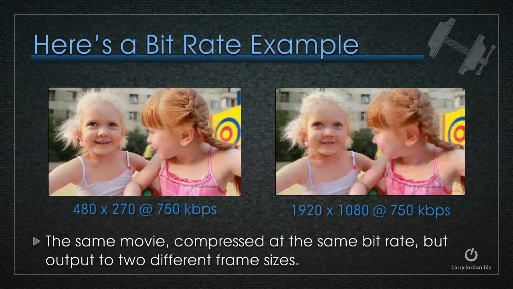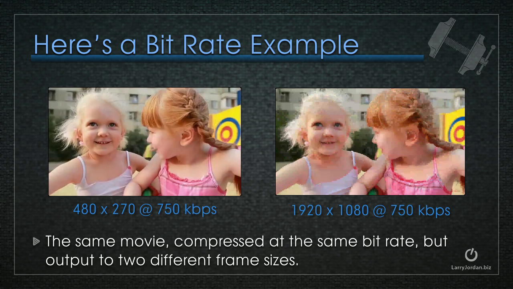Again, let me illustrate. Here's two images. The image on the left was compressed at 750 kbits per second. The image on the right was also compressed at 750 kbits per second, but the image on the left is only 480 by 270. Look at the hair detail, all the clarity in the skin, the smoothness of the edges where the skin is in front of the background.